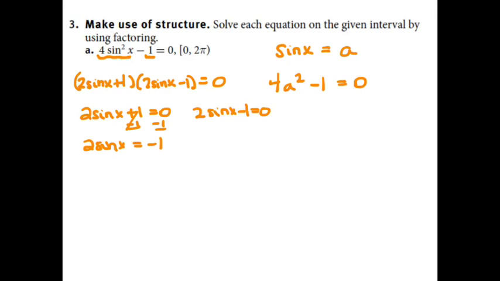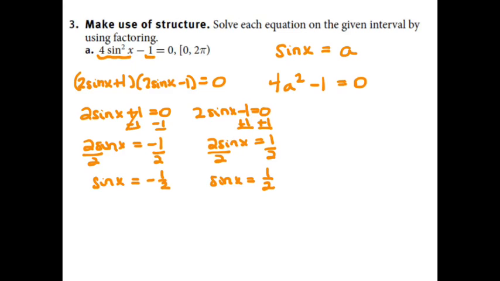2 sine x equals negative 1. I'm going to divide by 2. Sine x equals negative 1/2. And then my other equation, if I add 1 to the other side, 2 sine x equals 1, and then divide by 2, and sine x equals 1/2. So for this example, I'm looking for all the places where sine is equal to 1/2 or negative 1/2. And that means we're going to have 4 answers, 4 solutions to this equation.